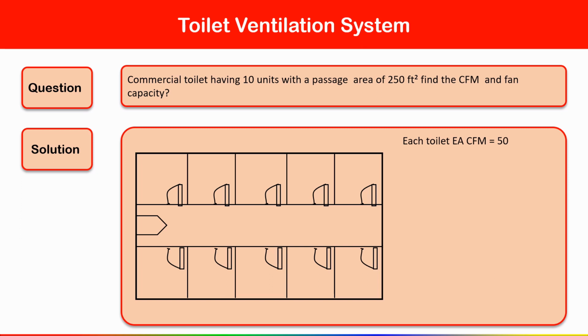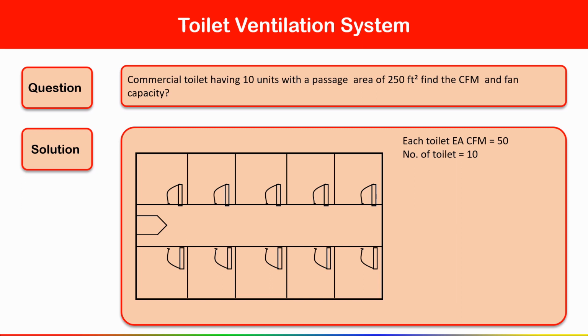If you remember, I have told you this is, suppose, a commercial toilet. So for a commercial toilet, for each toilet how much air do we have to exhaust? 50 CFM to 70 CFM. Suppose here I am assuming my fan is running continuously, so at that time we have to take 50 CFM for each toilet. So from each toilet 50 CFM of air we have to exhaust. So it is written here, each toilet exhaust air CFM is 50.